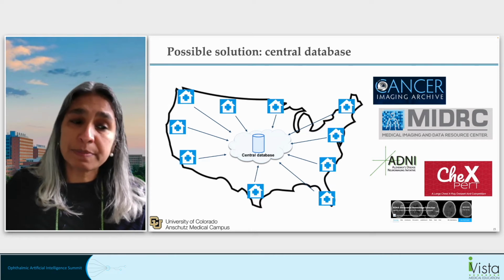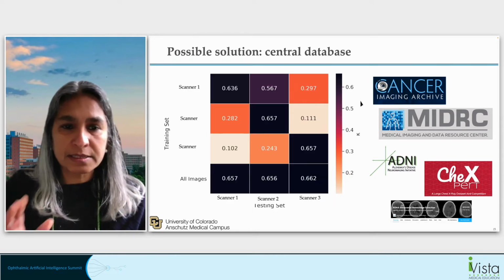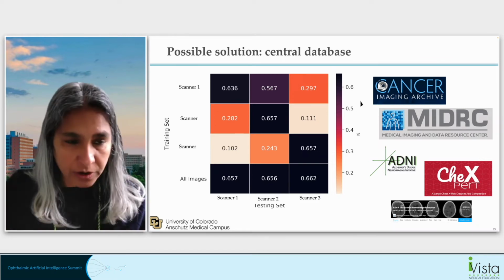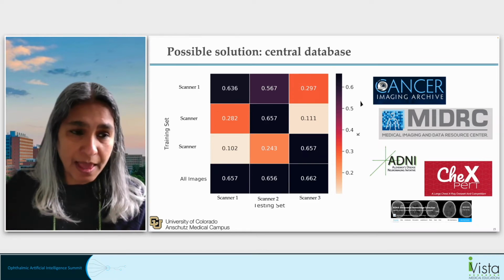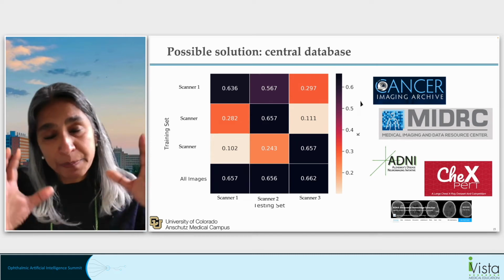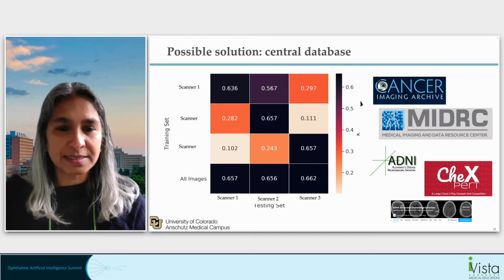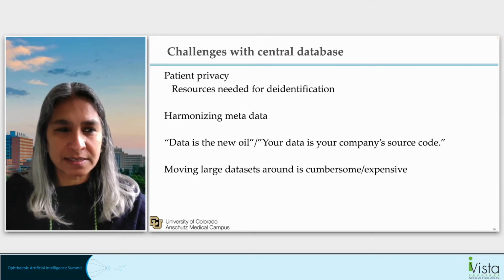So obviously there have been many attempts, and we greatly appreciate all that NIH has done to create these multi-institutional data sets across domains. If we had access to such data sets, we can get great performance, again, only within the populations that were represented in these data sets, and they don't necessarily generalize externally.